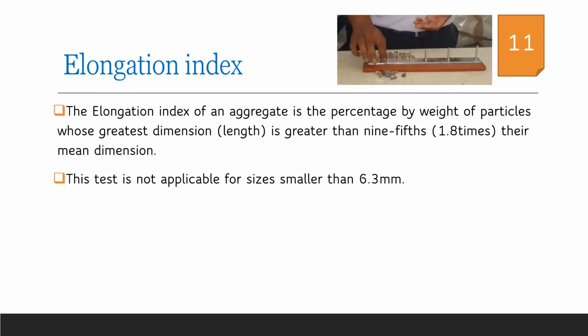Elongation index is calculated using the apparatus shown in the picture. We will be taking a sample of coarse aggregate and will be passing each of the aggregate through the space in between the rods shown in the picture. We calculate the mean dimension and find 1.8 times the mean dimension. Then the percentage by weight of the particles whose greatest dimension is greater than 1.8 times the mean dimension is considered to be the elongation index. That is, as the elongation index increases, it is not suitable for concreting. The test is not applicable for aggregates of size smaller than 6.3 mm.